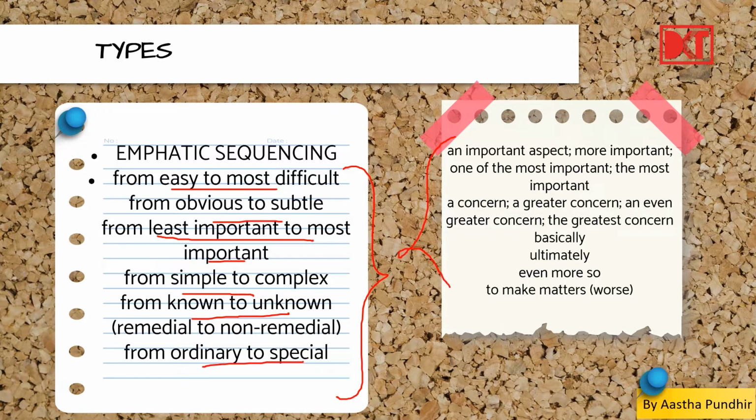What are the examples of connecting words we use for these? Like an important aspect is this, more important is that, one of the most important things is this, however the most important thing is that, a concern, a greater concern, an even greater concern, the greatest concern. So you see, this is how various concerns can be listed from the least important to the most important one. Like basically, ultimately, even more so, to make matters worse or better. So this is emphatic sequencing.